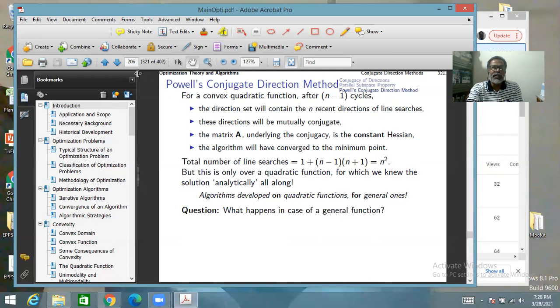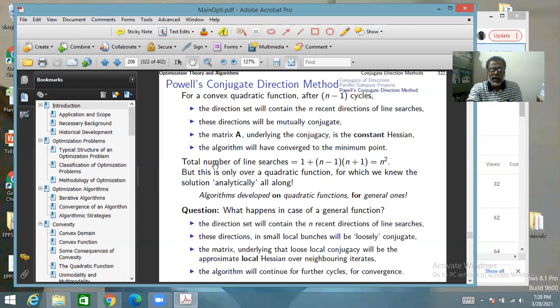On these 4 counts, if you make a little observation, you will notice that the direction set will still contain the n recent directions of line searches, which is procedural, so it will be the same. These directions will not be exactly conjugate actually, because conjugacy is with respect to a matrix. Here, the function not being quadratic, that Hessian matrix will not be constant. And therefore, you cannot really say that all the directions are conjugate.